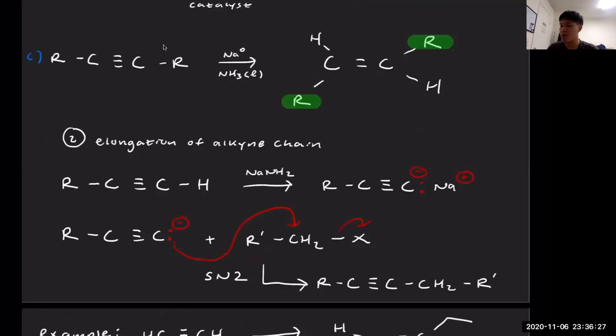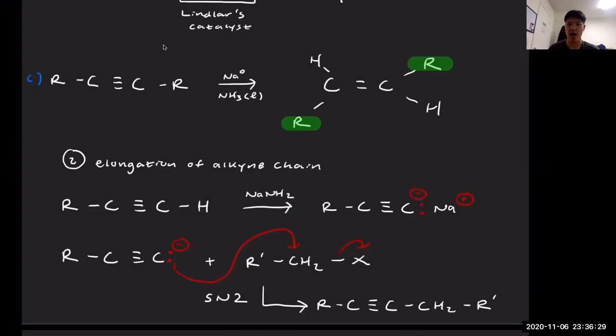And now we'll go on to elongation of the alkyne chain. What's really useful about alkynes is that this hydrogen right here, or this one, if it was a hydrogen, in this case it's an R group, this hydrogen is very acidic. If you remember in 40A, the trends of acidity, this is sp hybridized, so it has more s character. Therefore, this hydrogen is more acidic.